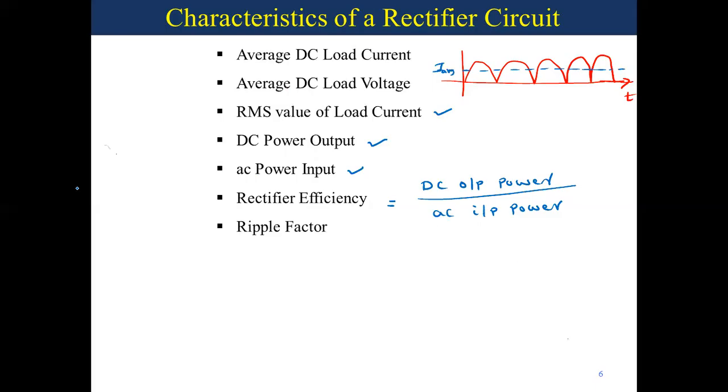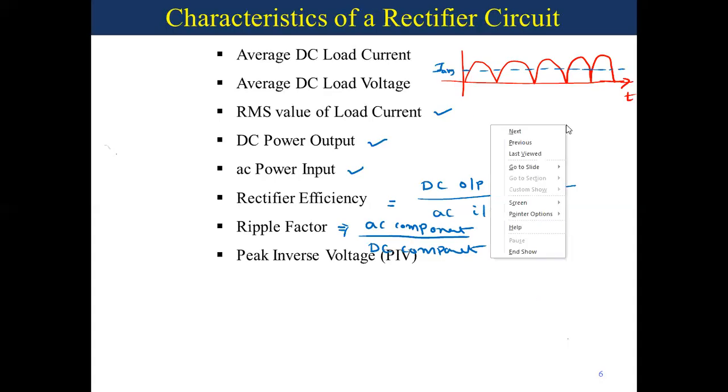Then ripple factor. I already told that in the rectifier output there is some AC component. So how much AC component is present in the rectifier output is given by a parameter called ripple factor. That's why it is given as AC component by DC component. AC component by DC component, that gives the ripple factor.